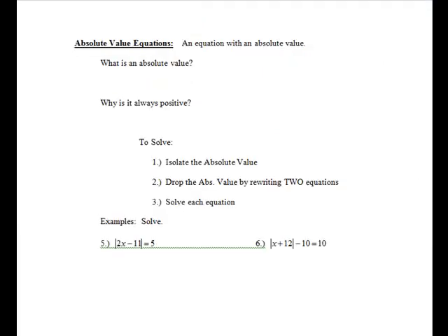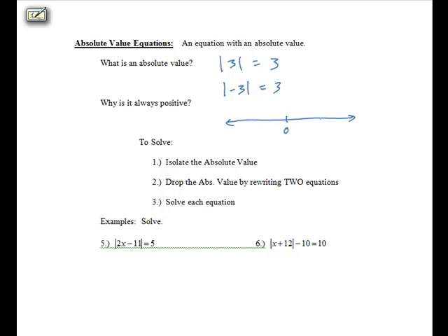Absolute value equations. An absolute value equation is simply an equation that has an absolute value in it, which most of y'all are familiar with. You know the notation, two vertical lines with a value in the middle. For instance, the absolute value of 3 simplifies to positive 3. And you know they're always positive. The absolute value of negative 3 is also equal to a positive 3. But a lot of students don't know what an absolute value actually does or why it's always positive. An absolute value measures the distance a number is away from 0.